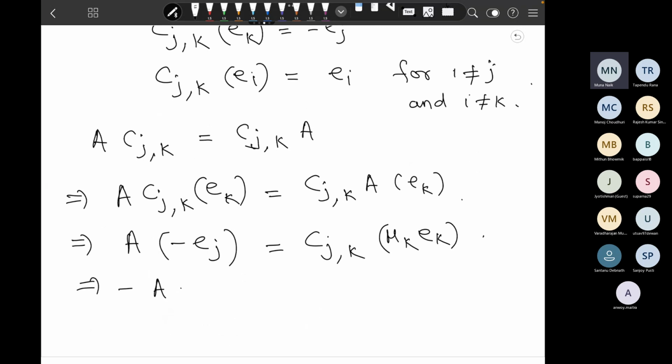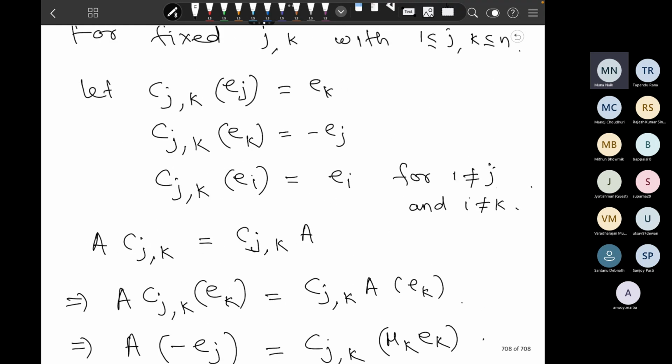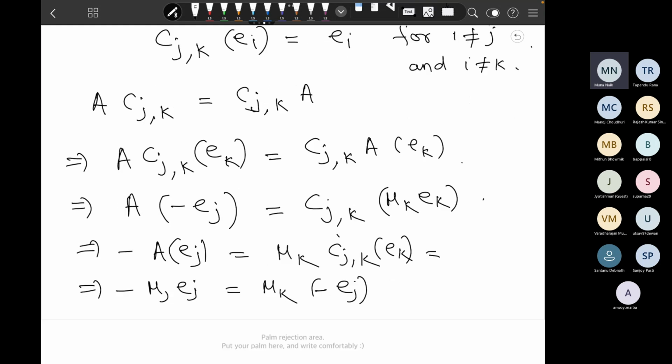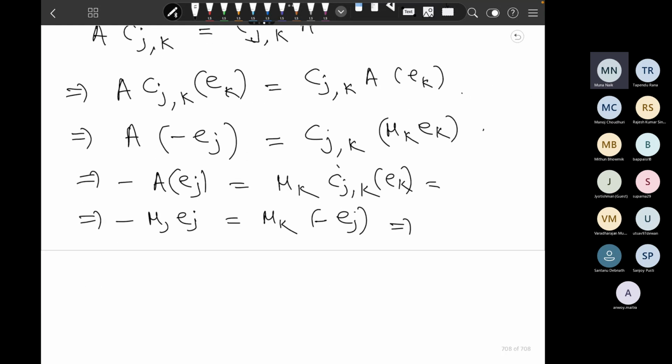So this is really minus A is, and C mu k Cj comma k Ek. So Cj comma k Ek is equal to, okay. So this minus of A is equal to what? Mu j is mu k, and Cj comma k Ek is equal to minus of what? Minus of Ej. So from here you get this implying mu k is equal to mu j.